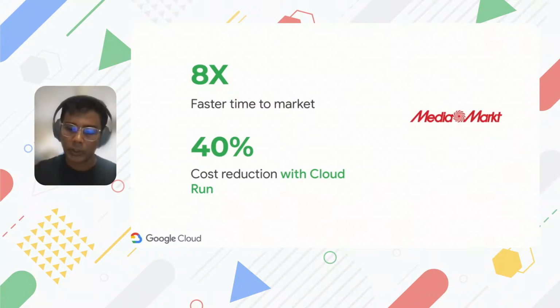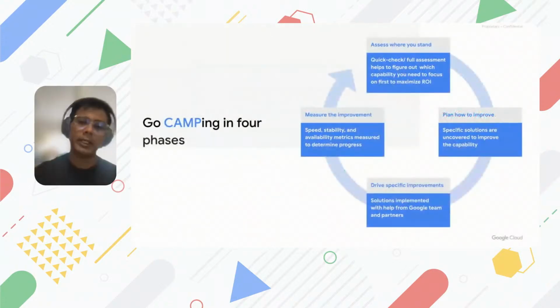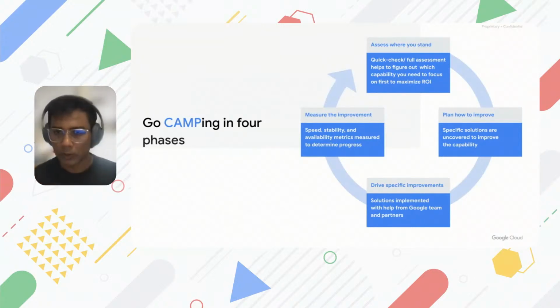So next question people ask is, how do I go camping? It's 4 phases. First, we start by assessing where you are. Then we show you how to plan, how we can improve these things. And then we pick 1 or 2 capabilities, very specific based on the assessment and working with you. And then we say, how can we improve those 2 or 3 capabilities? And then we measure. Lastly, I always want to say, it's not like do these 3 things and then you become an elite performer. That never happens.